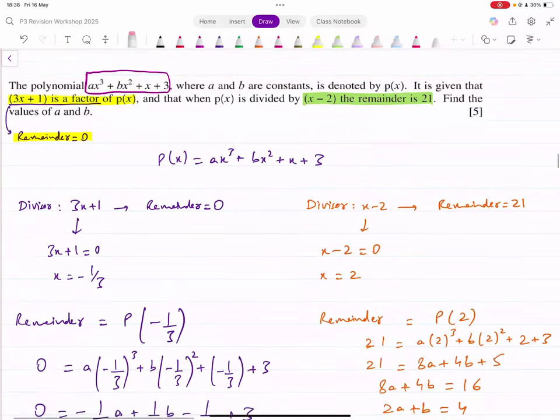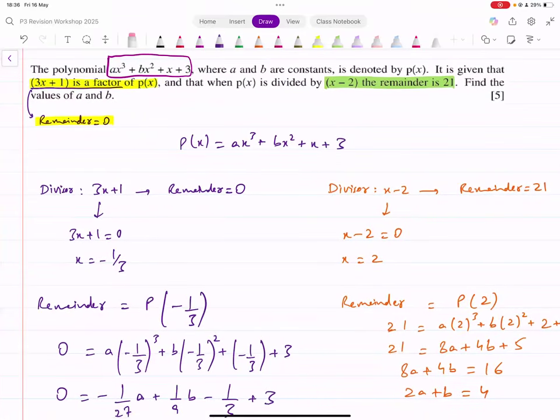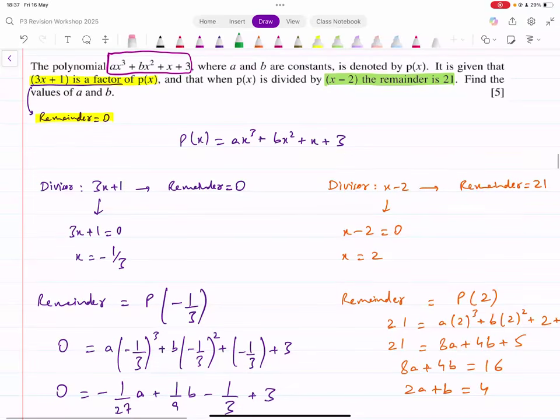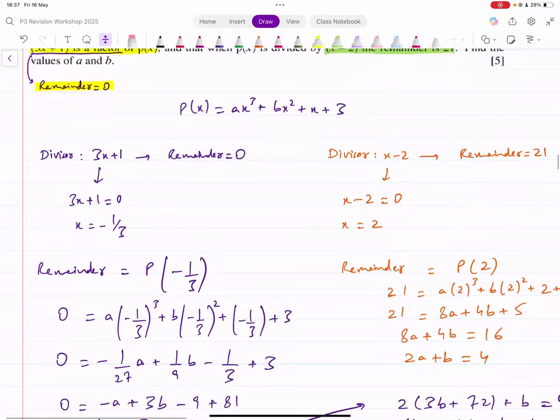Whatever is the divisor that's given, we equate that to 0 first of all. We say 3x plus 1 equals 0. Okay, whatever is the divisor, you put that equal to 0, and that gives you a value for x. When you input this value of x in the polynomial, that is what is going to give you the remainder. Now, since we knew that the remainder is equal to 0, for that reason, we equate it to 0 here.